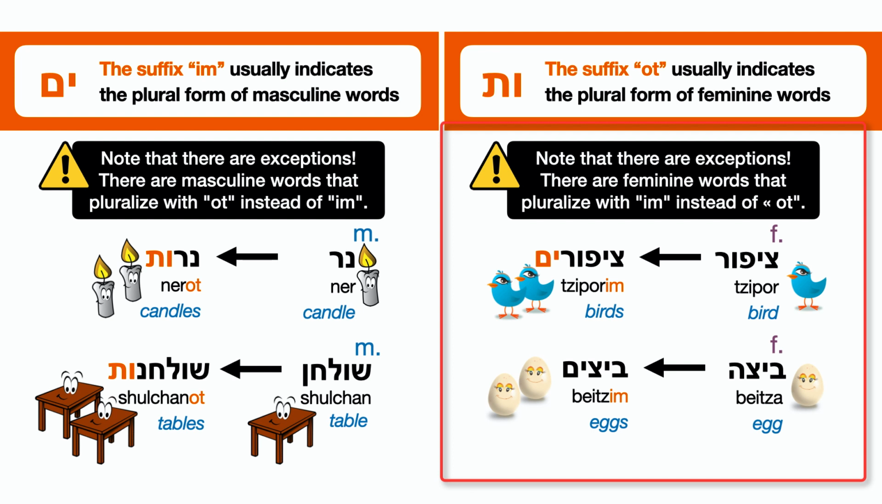Now, another example is beitza. Beitza means egg, and egg in Hebrew is a feminine noun. So you'd say, well, it should add ot, right? Beitzot. But no, it's an exception to the rule. So beitza means egg, and to be plural, it becomes beitzim, to say eggs. So it adds im instead of ot.